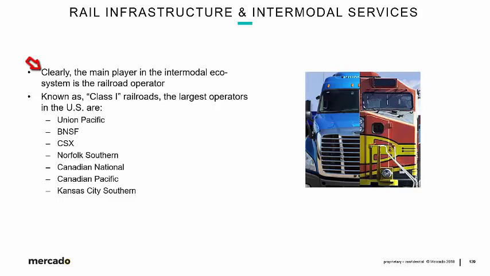Clearly, the main player in the intermodal ecosystem is the railroad operator. Second bullet, known as Class 1 railroads. The largest operators in the U.S. are the following. First, the UP, the Union Pacific. The BNSF, the Burlington Northern Santa Fe. The CSX, Norfolk Southern. Canadian National and Canadian Pacific, and yes, they are Canadian railroads. And then Kansas City Southern.